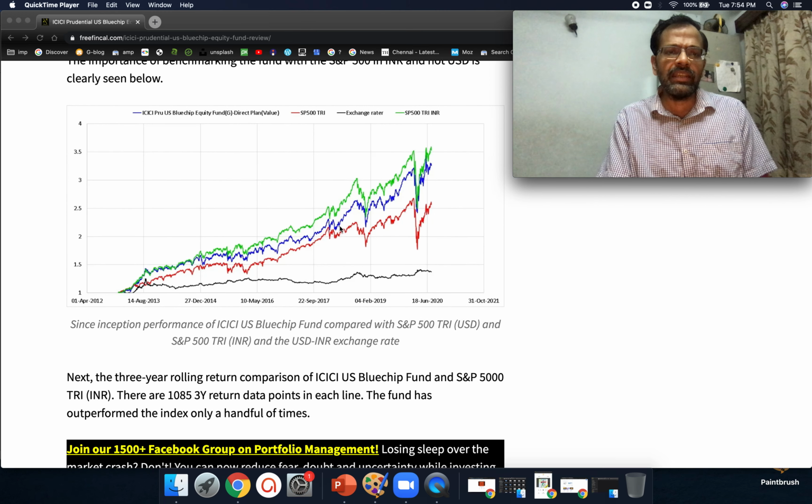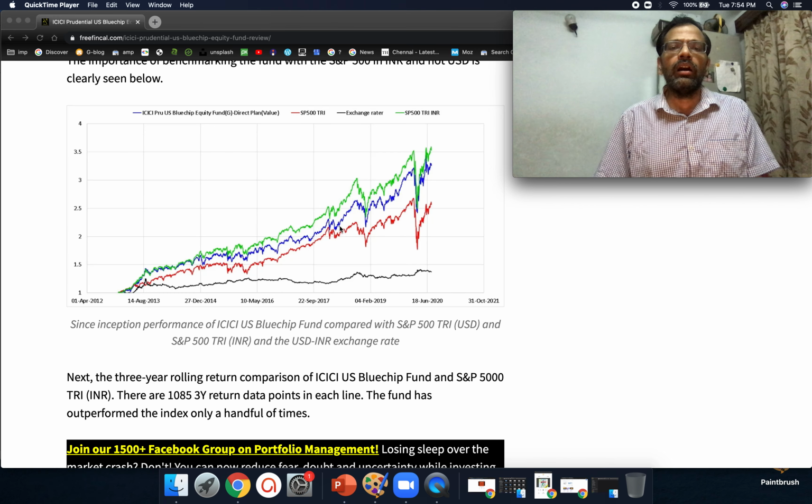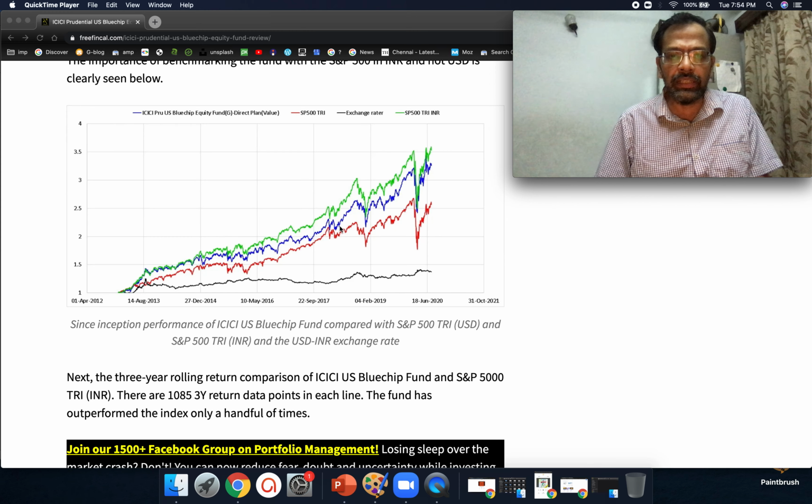So the next is the since inception, or at least since the direct plan inception, NAV evolution of the fund, which is basically in blue.